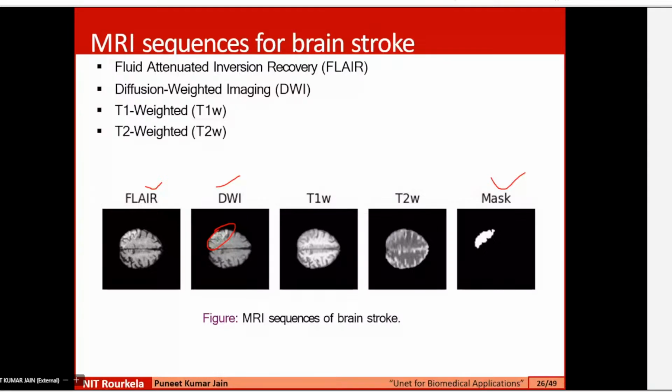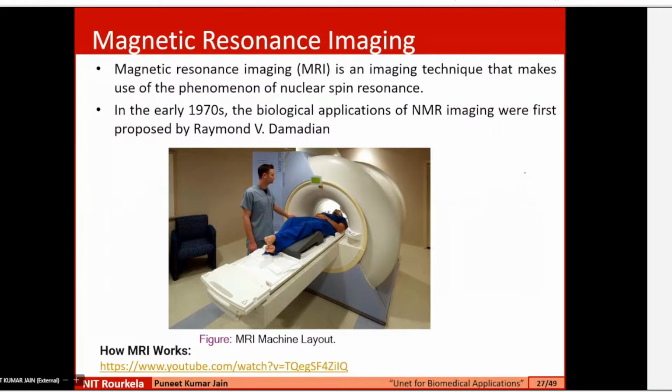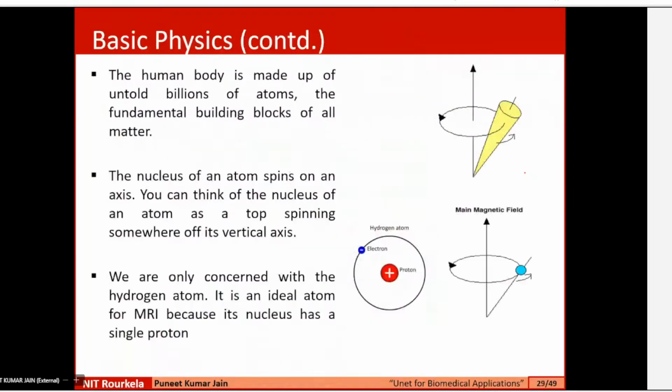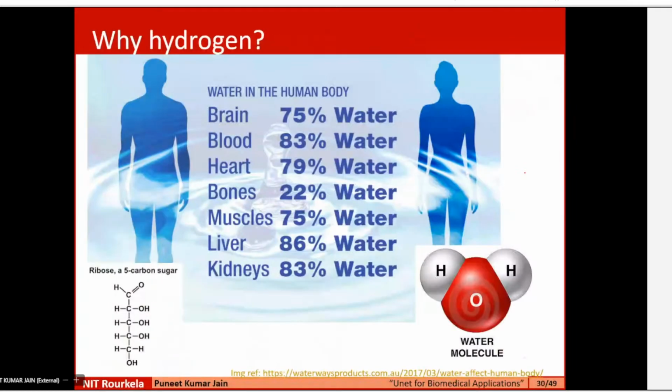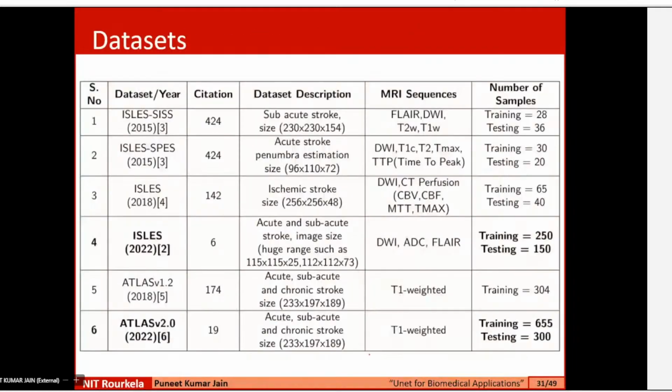Okay. So now this is a summary of the data sets available for this particular task. Prominently, these are the two recent data sets. One is the ISLES, presented in 2022. That means it's a recently presented data set in the MICCAI challenge. And there is another data set, which is the ATLAS.